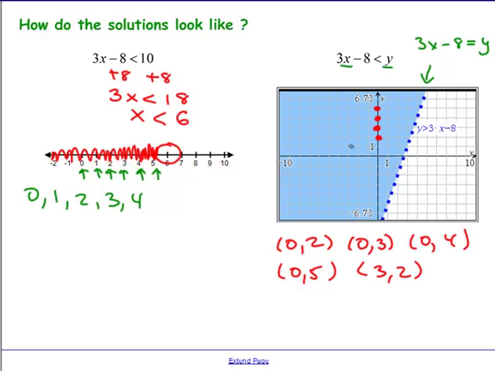All of them lie in the shaded region. And here's my 3, 2. It's a little bit above the line, but it is right here, shaded. So any point that I pick in the shaded region will actually be a solution.